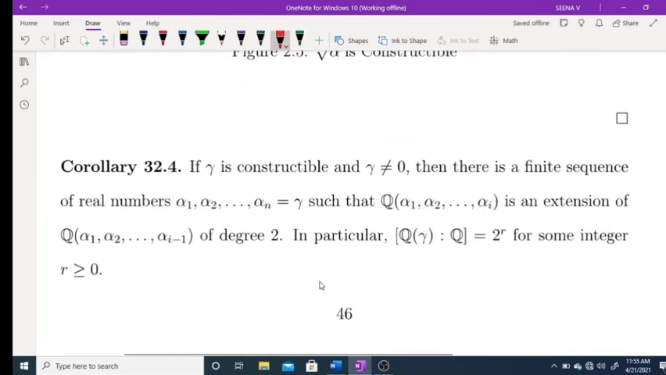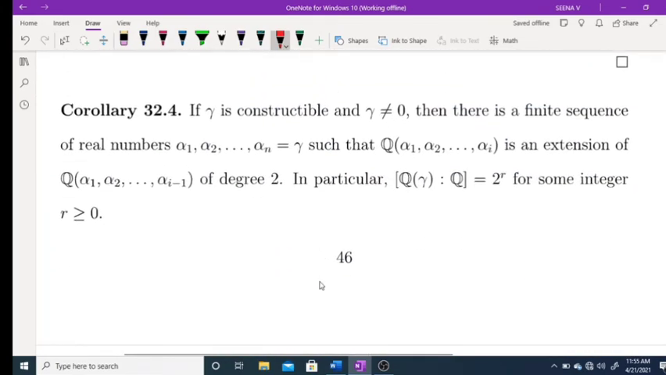So now there is a last corollary, a very important one. If gamma is constructible and gamma not equal to 0, then there is a finite sequence of real numbers alpha 1, alpha 2, etc., alpha n, which is equal to gamma, such that Q of alpha 1, alpha 2, etc., alpha i is an extension of Q of alpha 1, alpha 2, etc.